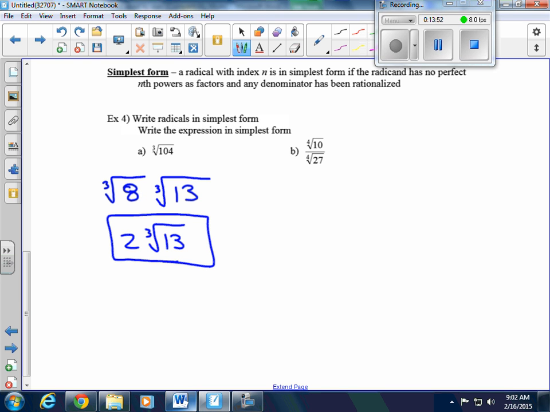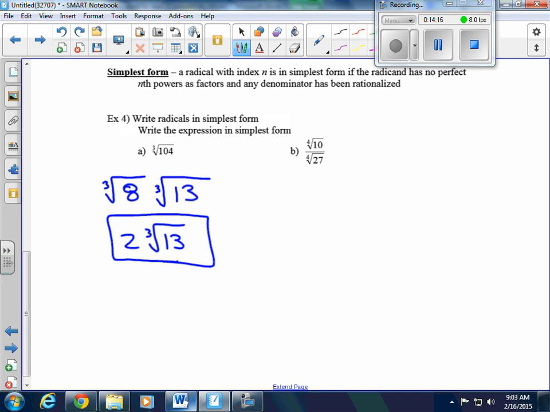Now, if 8 would not have been a factor, I want to try the next number that is a perfect cube. And so that would be 3 cubed, which is 27. You would check, is 27 a factor? If that one doesn't work, check the next one, 4 cubed. 4 cubed is 64. So we want to keep trying numbers that are going to be factors like that.